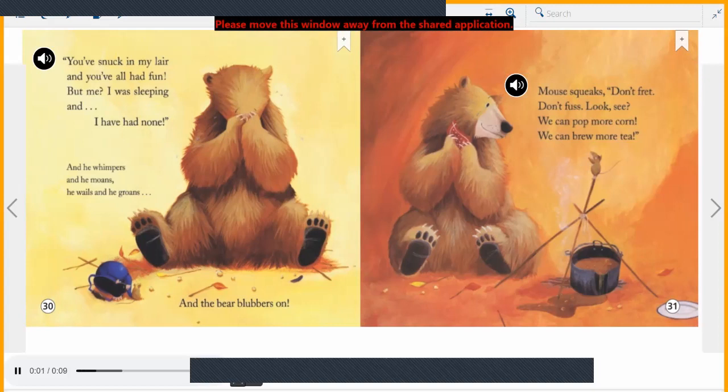Mouse squeaks, "Don't fret. Don't fuss. Look, see. We can pop more corn. We can brew more tea."